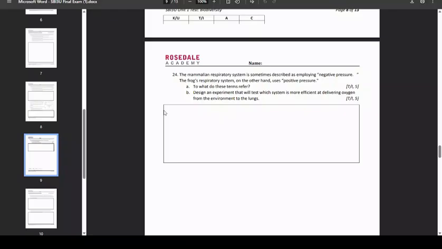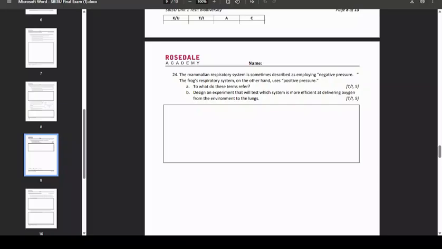So relative to the outside, relative to atmospheric pressure, mammals have a lower pressure, and frogs have a higher, or positive, pressure inside of their body. Therefore, for mammals it's negative pressure, and for frogs it's positive pressure. Let's go ahead and develop an experiment. So to start, we must make a hypothesis. So what will happen?